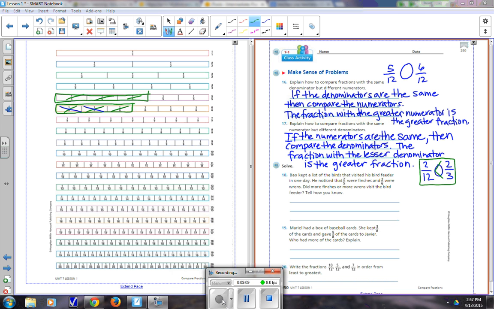So looking at 18 and 19, Bayo kept a list of birds that visited his feeder in one day. He noticed that 2/5 were finches and 2/6 were wrens. Did more finches or wrens visit the bird feeder? Tell how you know. Well, this follows our explanation of number 17. Your numerators are the same, so we're going to look at the denominators. Our denominators have 6 pieces or 5 pieces. I want the pizza that has less pieces, right? So I know that Bayo had more finches.